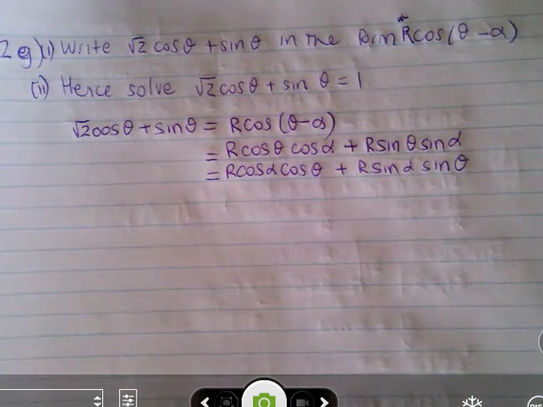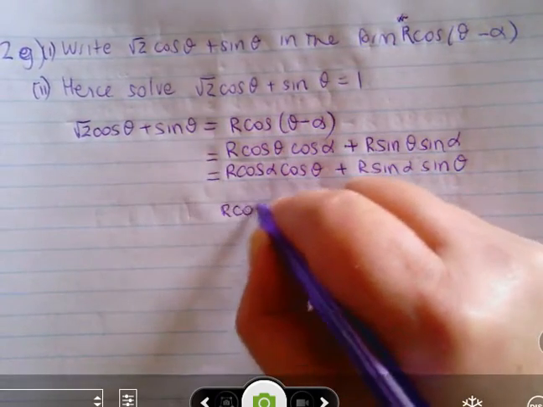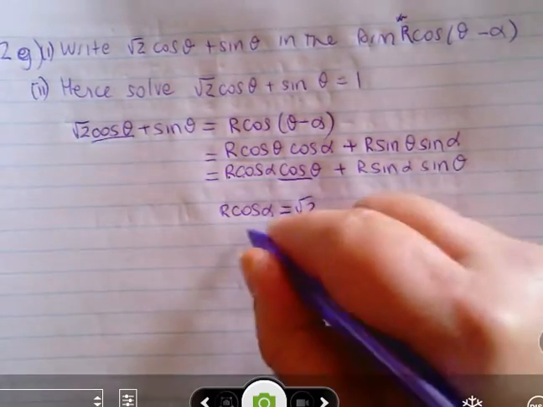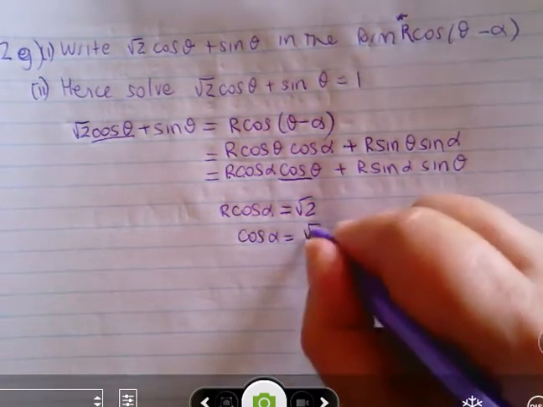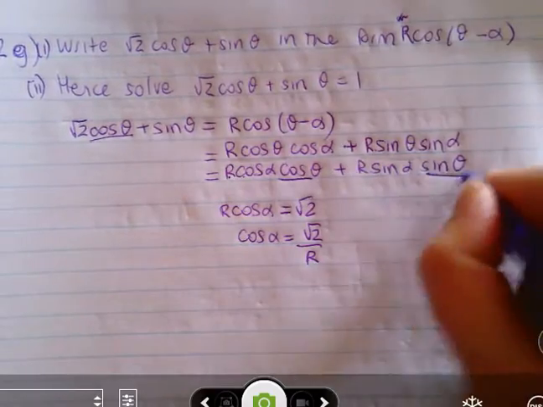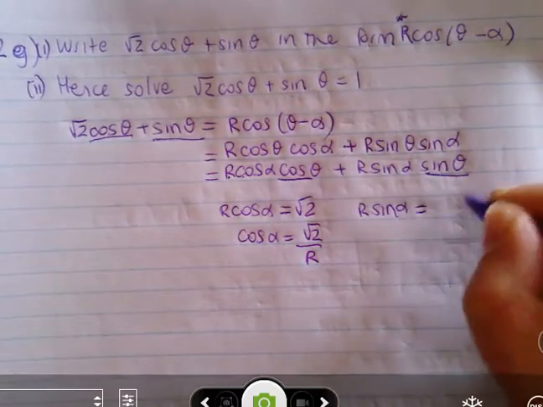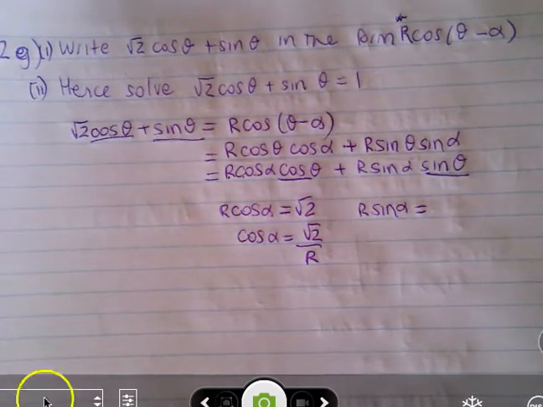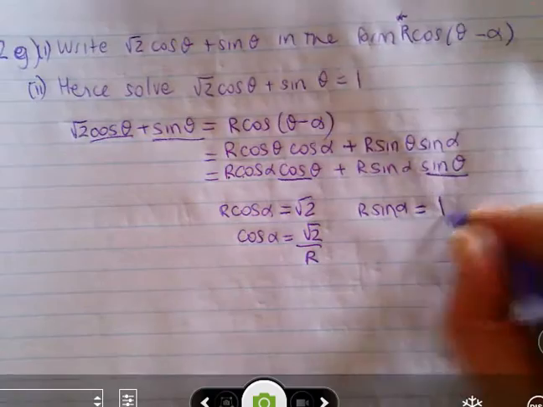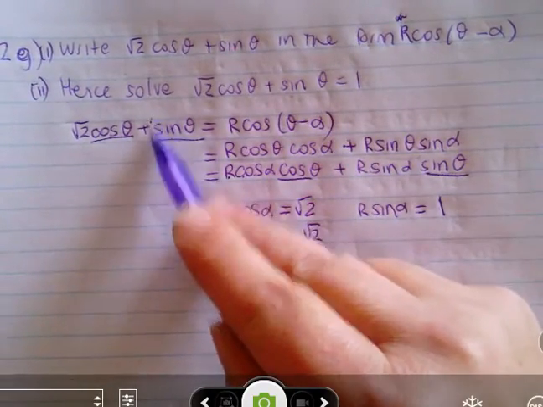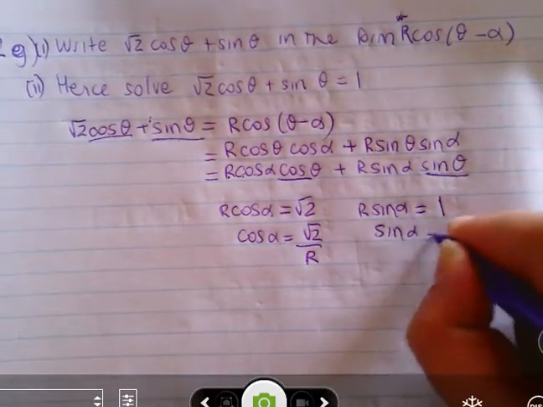Now you can equate coefficients on the left-hand side and the right-hand side. You can underline both cosines and you will see r cos alpha is root 2. So cos alpha is root 2 on r. And the sine thetas are the same. So what's r sine alpha going to be? The sine thetas are the same, that means r sine alpha, sorry, has to be 1. So sine alpha is 1 on r.